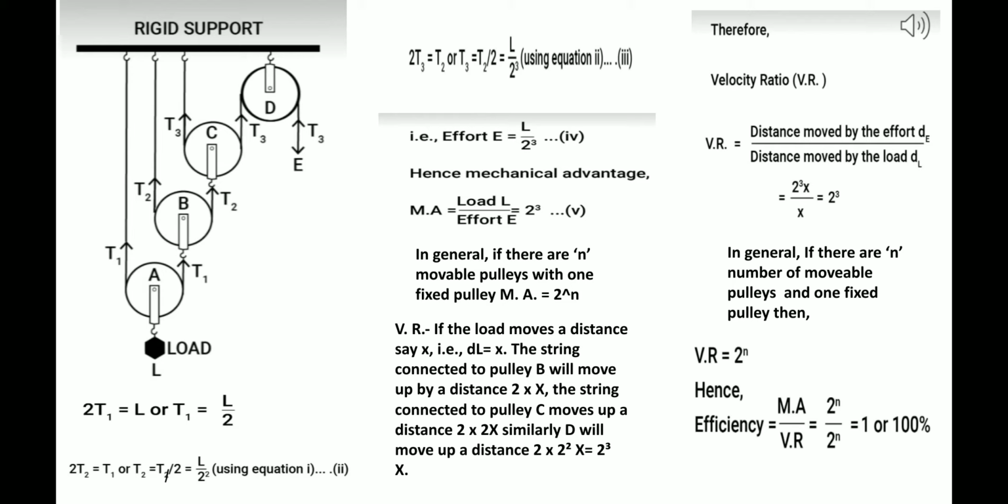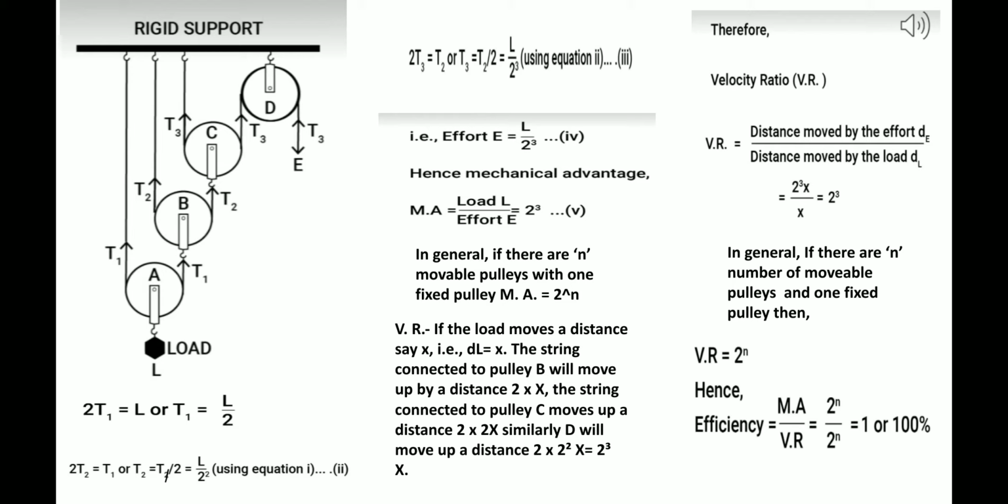Now let us find out the mechanical advantage. Now, mechanical advantage is load upon effort. Load will be L only. Effort we have calculated right now. Effort is equal to T3 and T3 we calculated as L by 2 cube. Therefore, load L upon effort E, so L upon L by 2 cube and therefore answer is 2 cube. So, mechanical advantage is 2 cube. In general, it is 2 to the power n, where n is the number of movable pulleys.